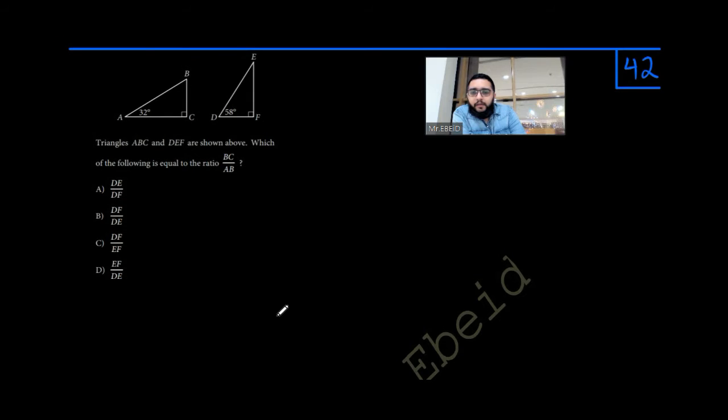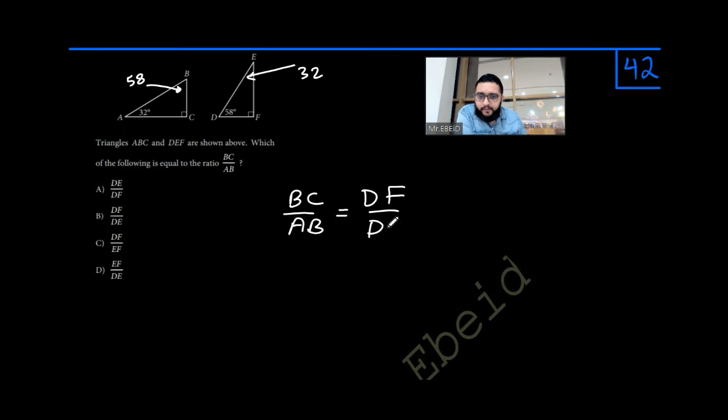Let's move to 42. Question 42. The triangles ABC and DEF are shown above. Which of the following is equal to the ratio BC over AB? So check both triangles. This is 32 and this is 90. Subtract from 180, so the measure of angle B equals 58. Also the measure of angle E equals 58. So BC over AB equals EF over DE.